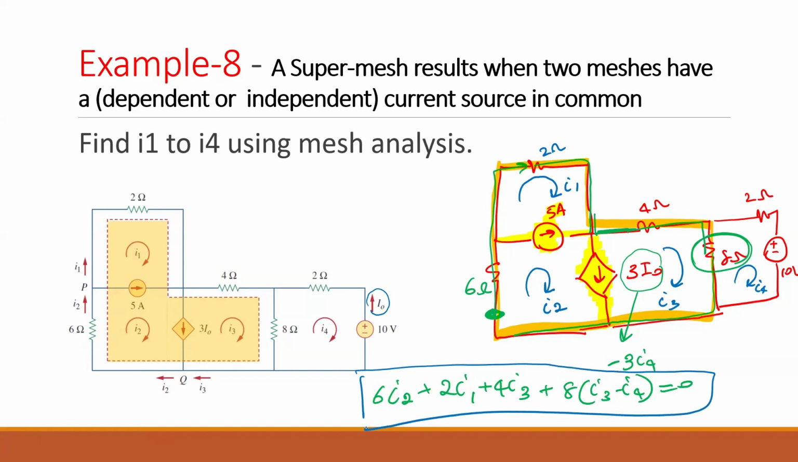Okay. Yep. Now you can write the KVL to mesh 4. Mesh 4 is a normal mesh. So KVL to mesh 4, when you write it for mesh 4, you start at a point, go around. So you have 2 times I4 plus 10 and plus 8 times I4 minus I3 is equals to 0, isn't it?